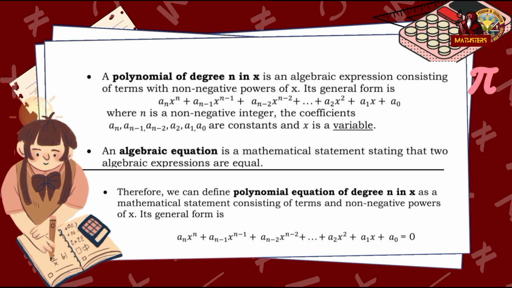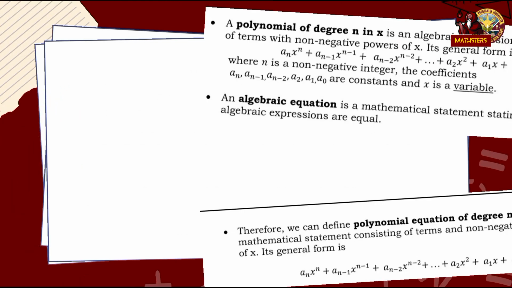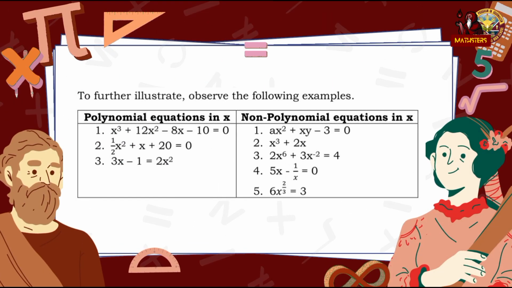Therefore, we can define the polynomial equation of a degree n and x as a mathematical statement consisting of terms and non-negative powers of x. The following is a general form. N is a non-negative integer, and the coefficients a sub n minus 1, a sub n minus 2, a sub 2, a sub 1, a sub 0 are real numbers, and a sub n must not be equal to 0 and x is a variable. To further illustrate, observe the following examples.